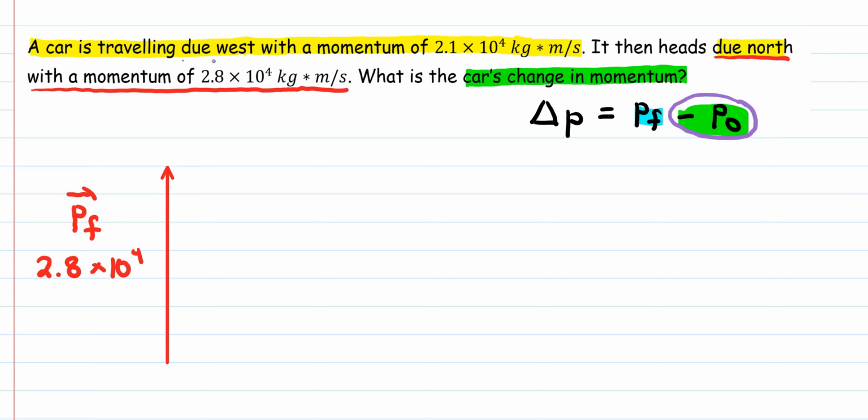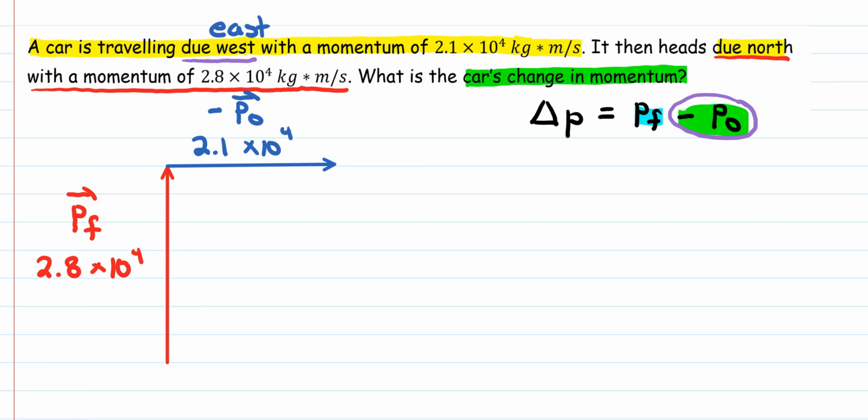Now initially we're going due west. All right, so if we want to create a negative momentum vector here, we just go in the opposite direction, which is in the east direction now. Okay, so if I go ahead and set up a vector for that, here's a vector going in the east direction here. And that right there is my initial momentum vector going in the opposite direction, right? So that's negative P naught. And that has a value of 2.1 times 10 to the power of 4. Okay, so that's how you can set up your vector diagram there.